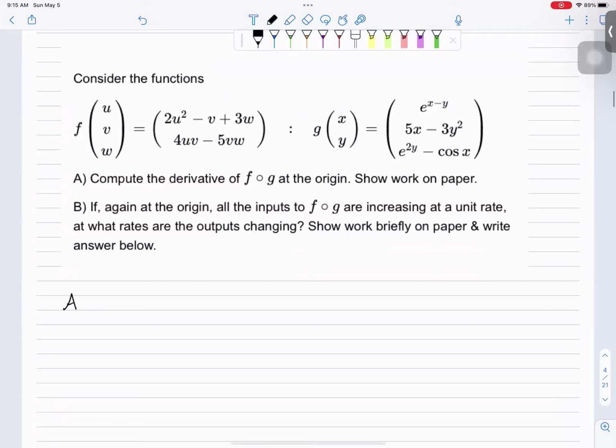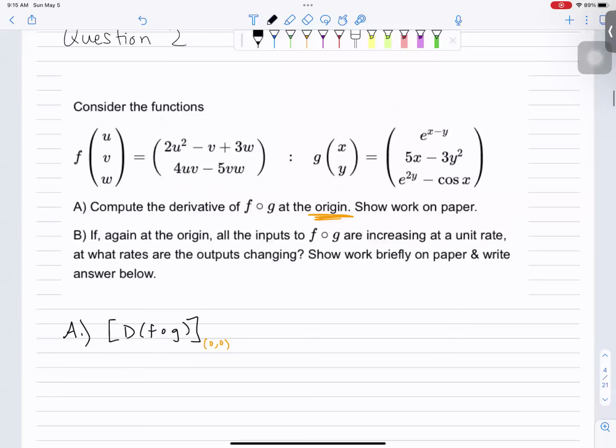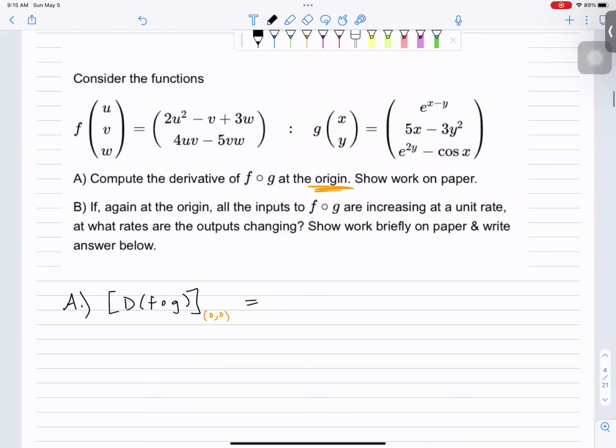All right, so what is it asking us? They want the derivative of the composition. So they want d of the composition, and they specifically say at the origin. So I know that I should evaluate it at 0, 0. How do we do this? Well, chain rule, right? Chain rule says this is equivalent to df evaluated at g of 0, 0 times dg of 0, 0.